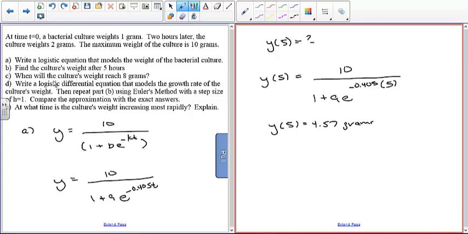Okay, the next one is, when will the culture's weight reach 8 grams? So in this case, you're still using the same equation, but you're solving for t given y. So part C will be 8 equals 10 divided by 1 plus 9 e to the minus 0.405 t. Solve for t.